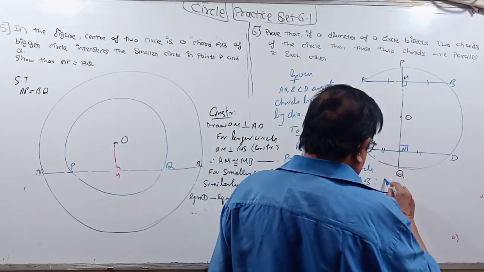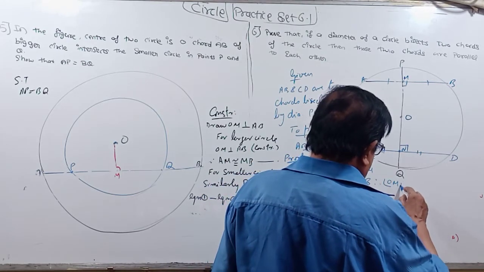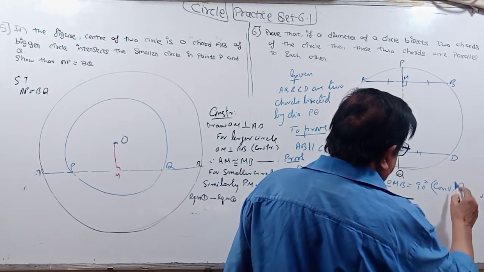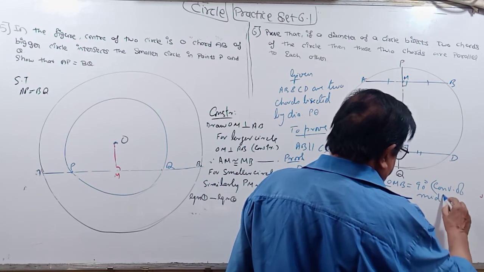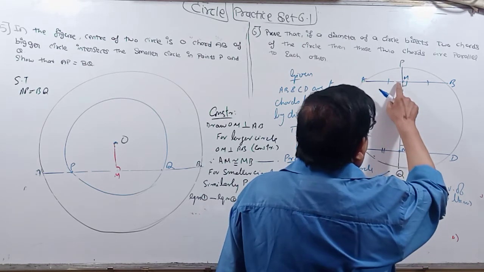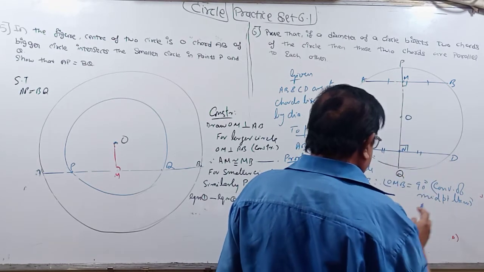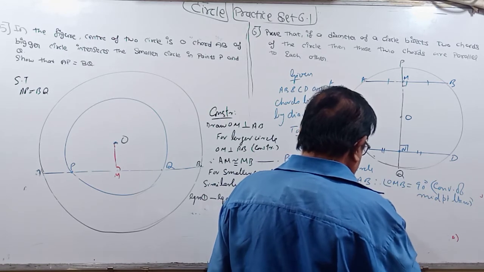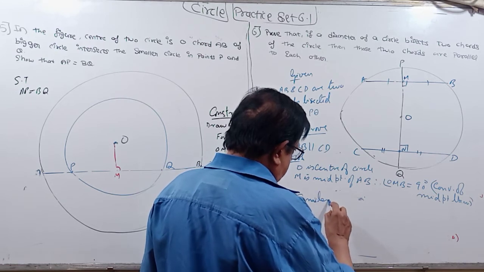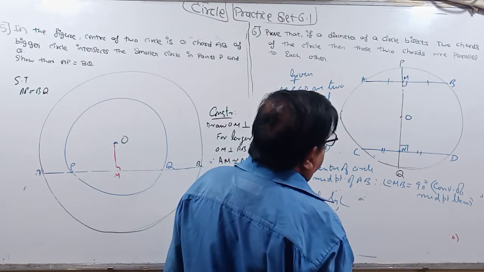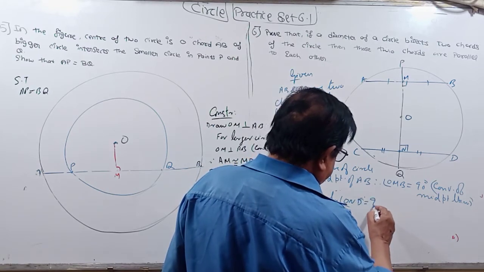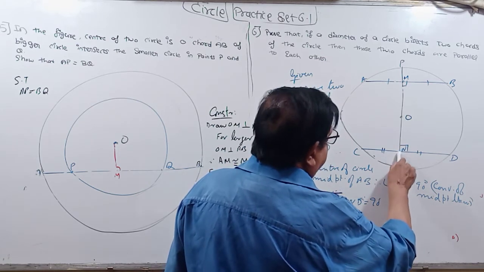Therefore, angle OMB equals 90 degrees, by the converse of the midpoint theorem. If we join the center to the midpoint of the chord, it will be perpendicular. Similarly, angle OND equals 90. This angle is also 90 because this is the midpoint.